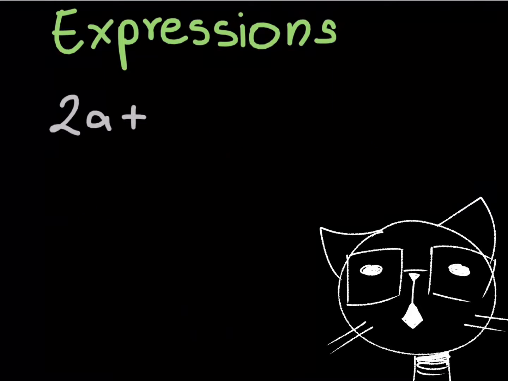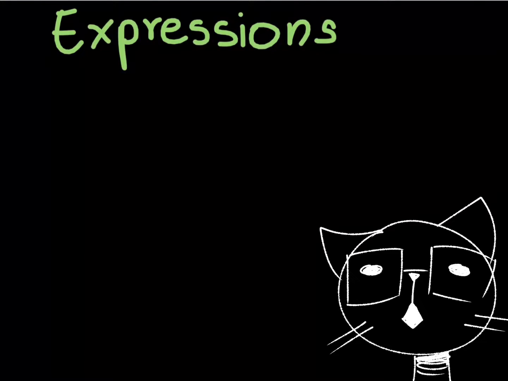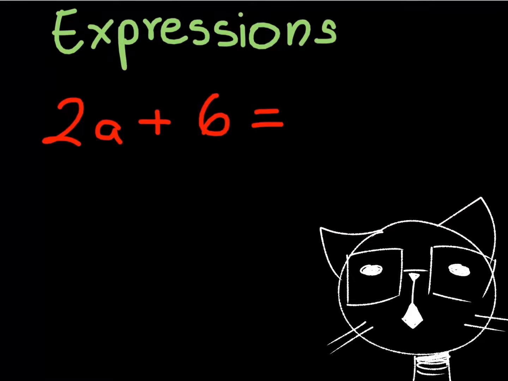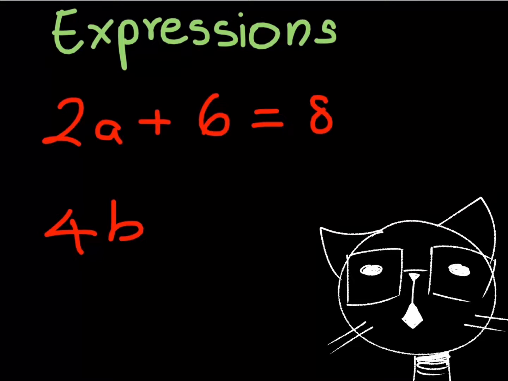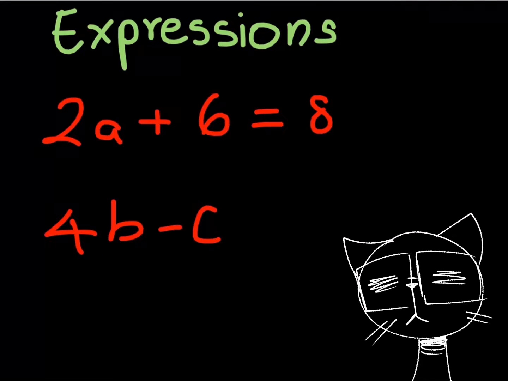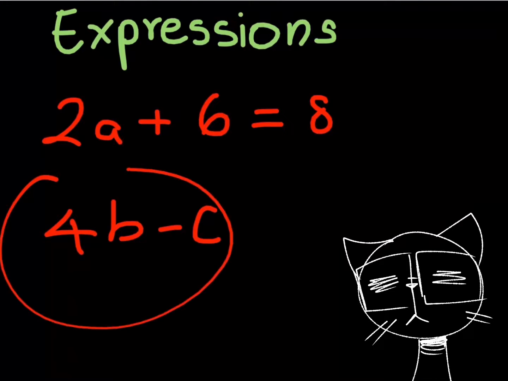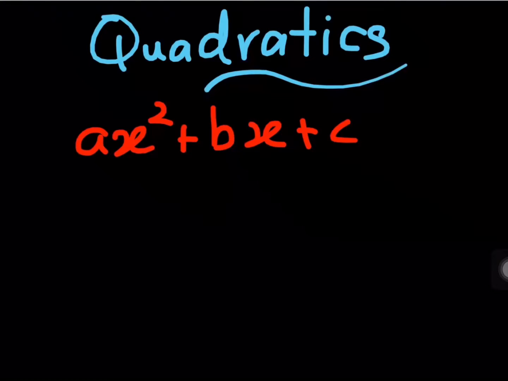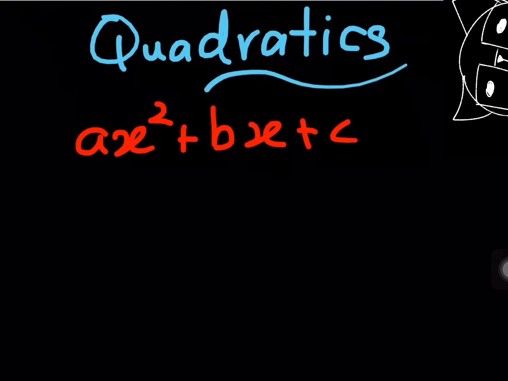So now you know what an expression is. I think you will be able to choose the expression out of these two. 2a plus 6 equals 8 and 4b minus c. Now which one of these is an expression? If you guess the second one, then you are correct. So let's move on now to the main focus of our video, quadratics.